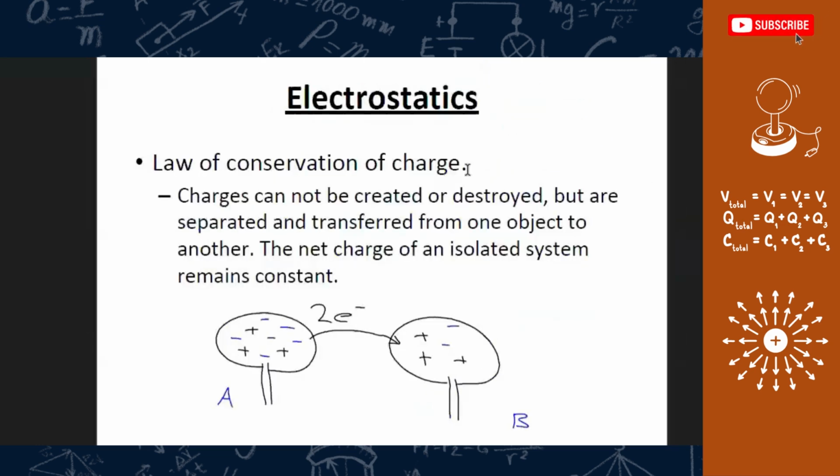Okay, so in electrostatics, we're going to work with the conservation of charge. The conservation of charge says charge cannot be created or destroyed, but is separated and transferred from one object to the other. This implies that the net charge of an isolated system must remain constant.